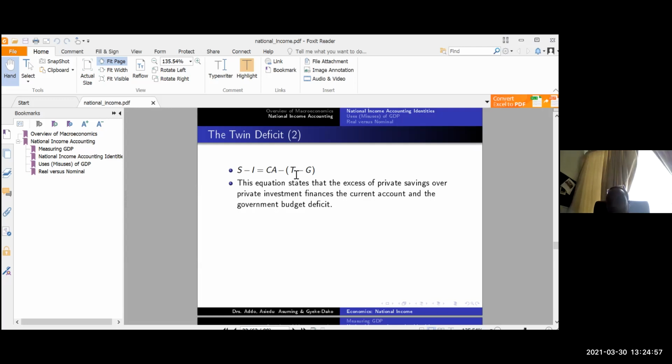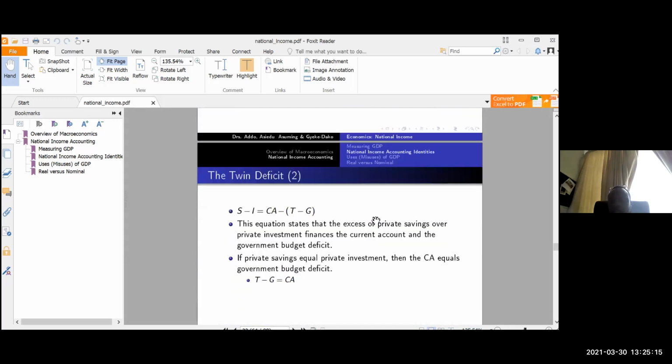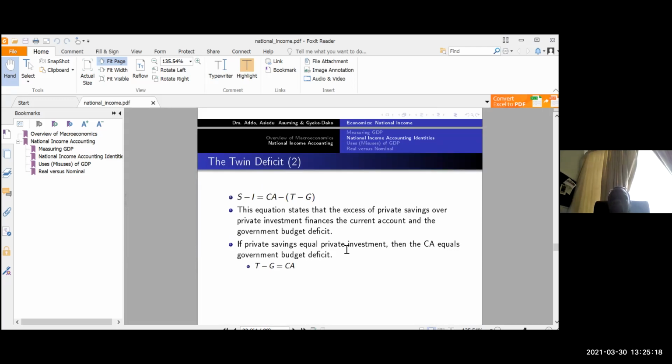Okay, so the government budget deficit is T minus G, and you can finance that from savings, excess savings. And the current account deficit can also be financed from excess savings, or when you have savings more than your private investments. So if private savings equals investment, then what is the problem? If all the private sector finances is private investment, then the current account will equal government budget deficits.